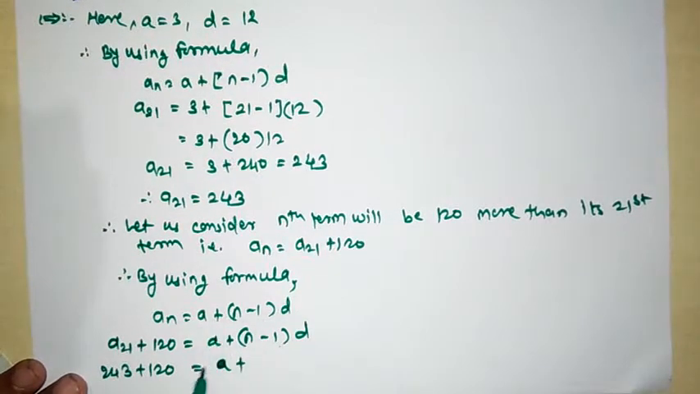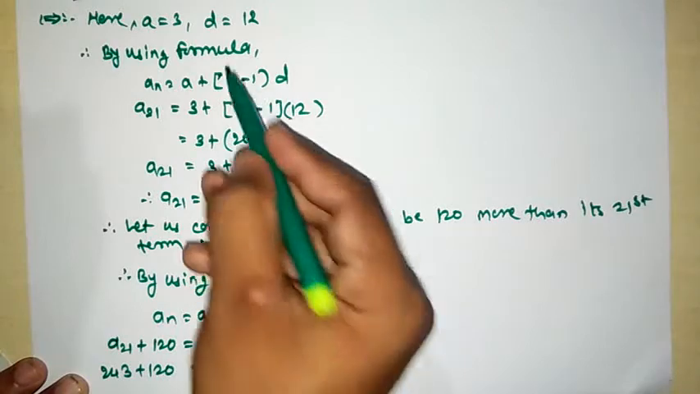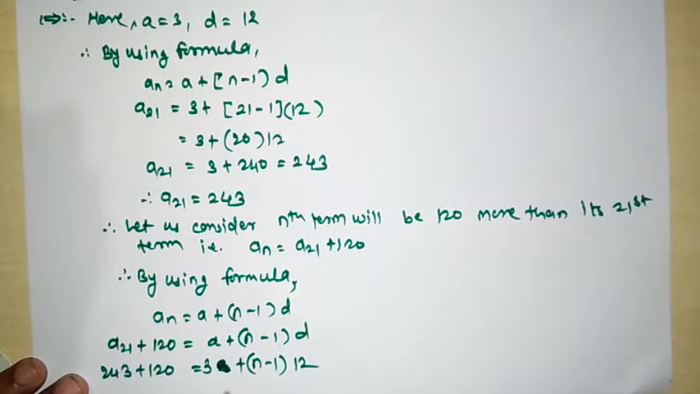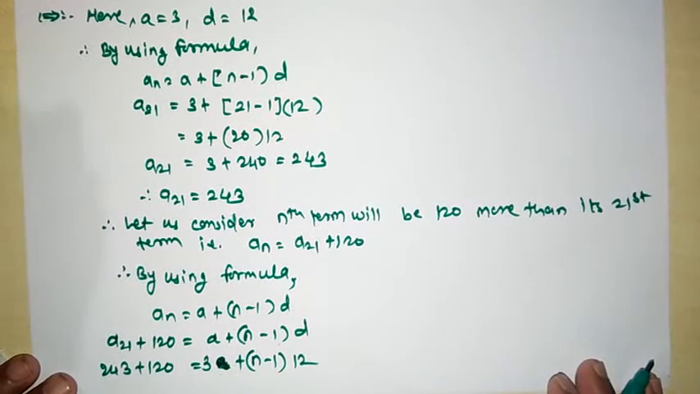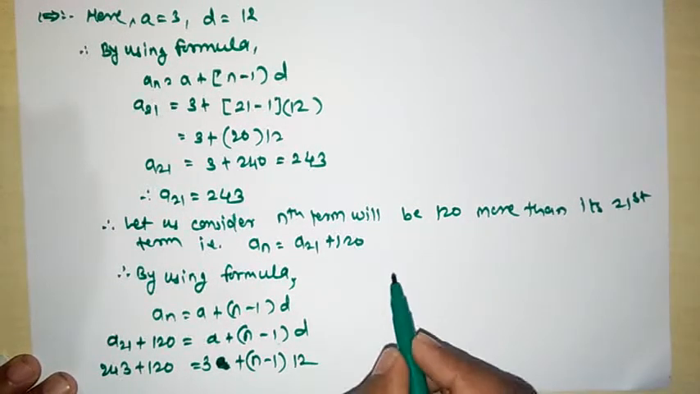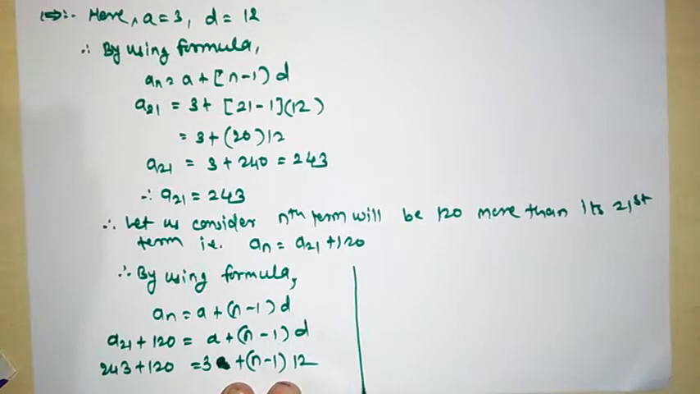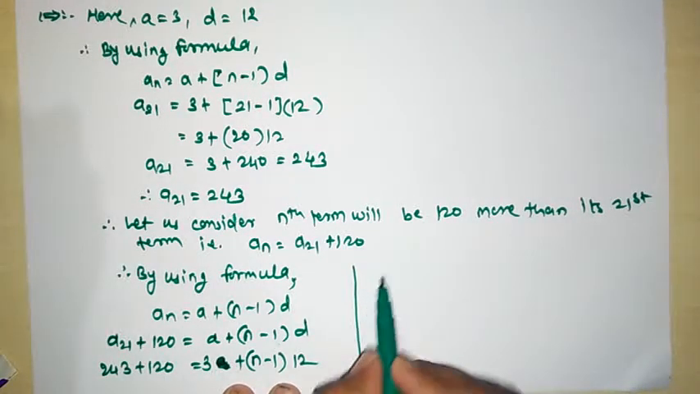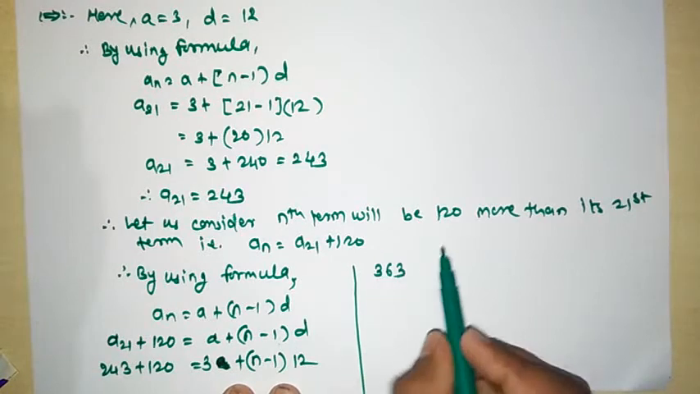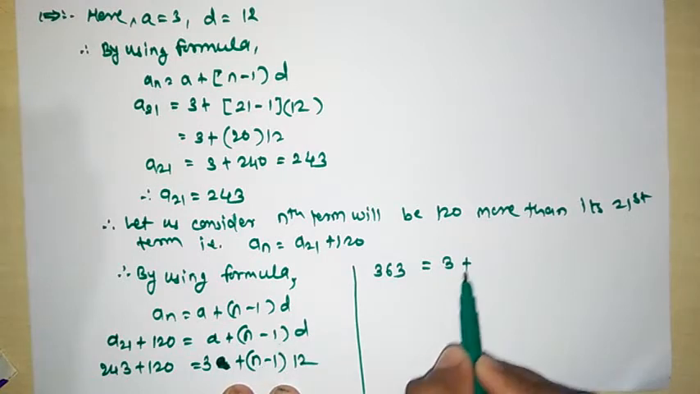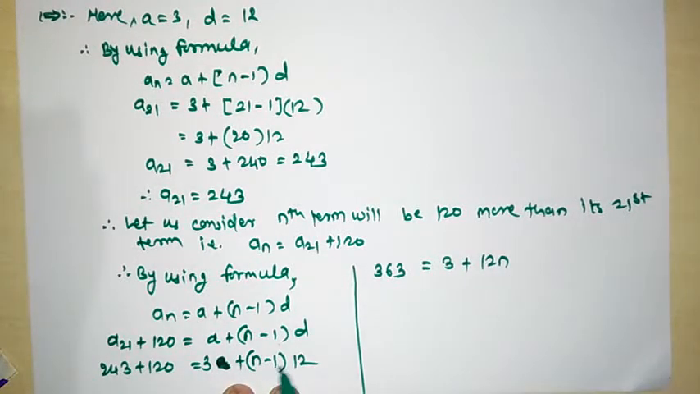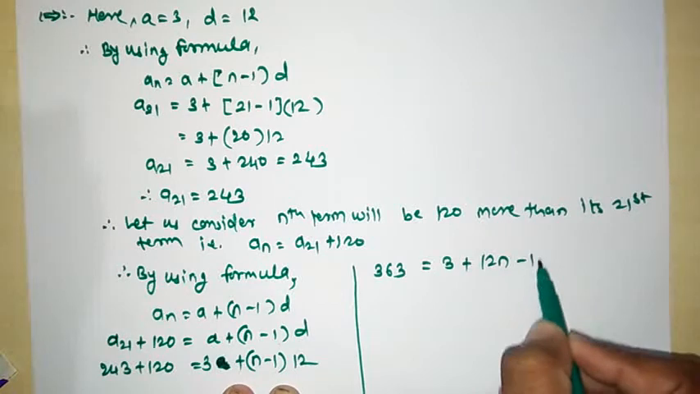Put here a is equal to 3. I will write here directly. a is equal to 3 plus n minus 1 into d. What is the d? d is equal to 12. Put here 12. We don't know the n. Therefore put as it is. 243 plus 120, how much? It is 363. I will write here. 243 plus 120 is equal to 363 is equal to 3 plus 12 into n, 12n minus 12, 1 into 12 minus 1 into 12, which is equal to minus 12.